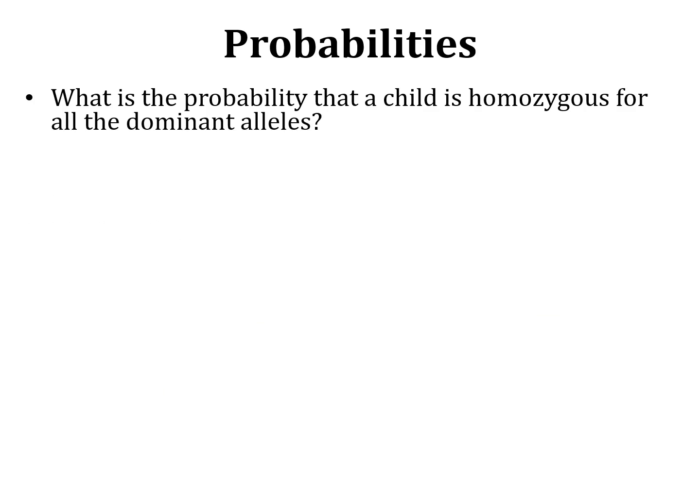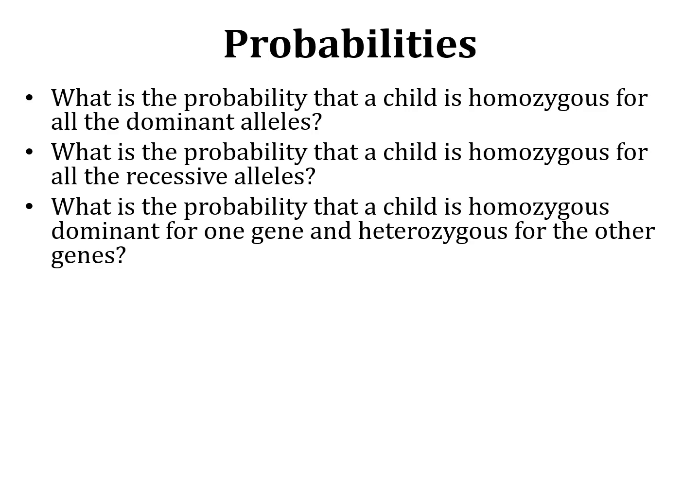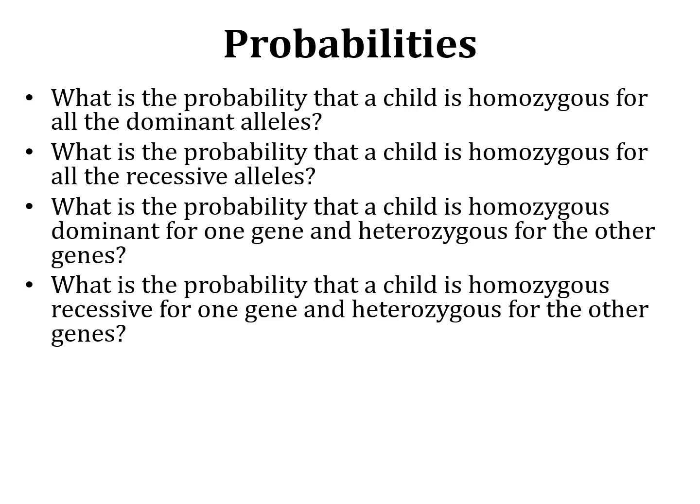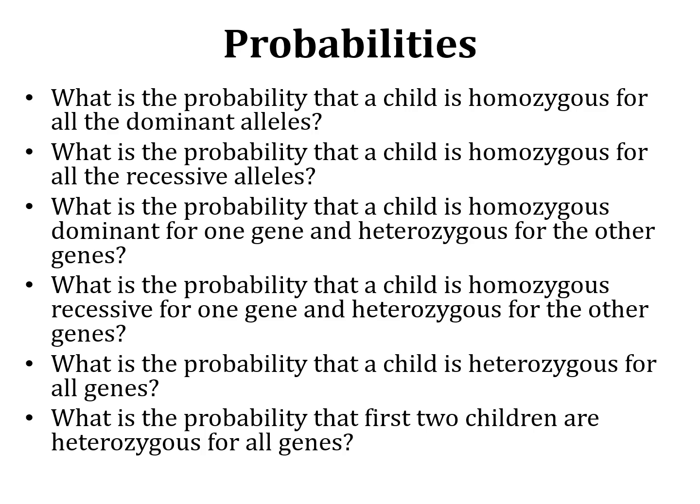Now the questions are: what is the probability that a child is homozygous for all the dominant alleles? What is the probability that a child is homozygous for all the recessive alleles? What is the probability that a child is homozygous dominant for one gene and heterozygous for the other genes? The fourth question is, what is the probability that a child is homozygous recessive for one gene and heterozygous for the other genes? The fifth question is, what is the probability that a child is heterozygous for all genes? And the last question is, what is the probability that the first 2 children are heterozygous for all genes? So these are the questions that you have, and you have the outcomes of that cross as well. You have to answer these yourself. This is the exercise that you have to do completely on your own, right?